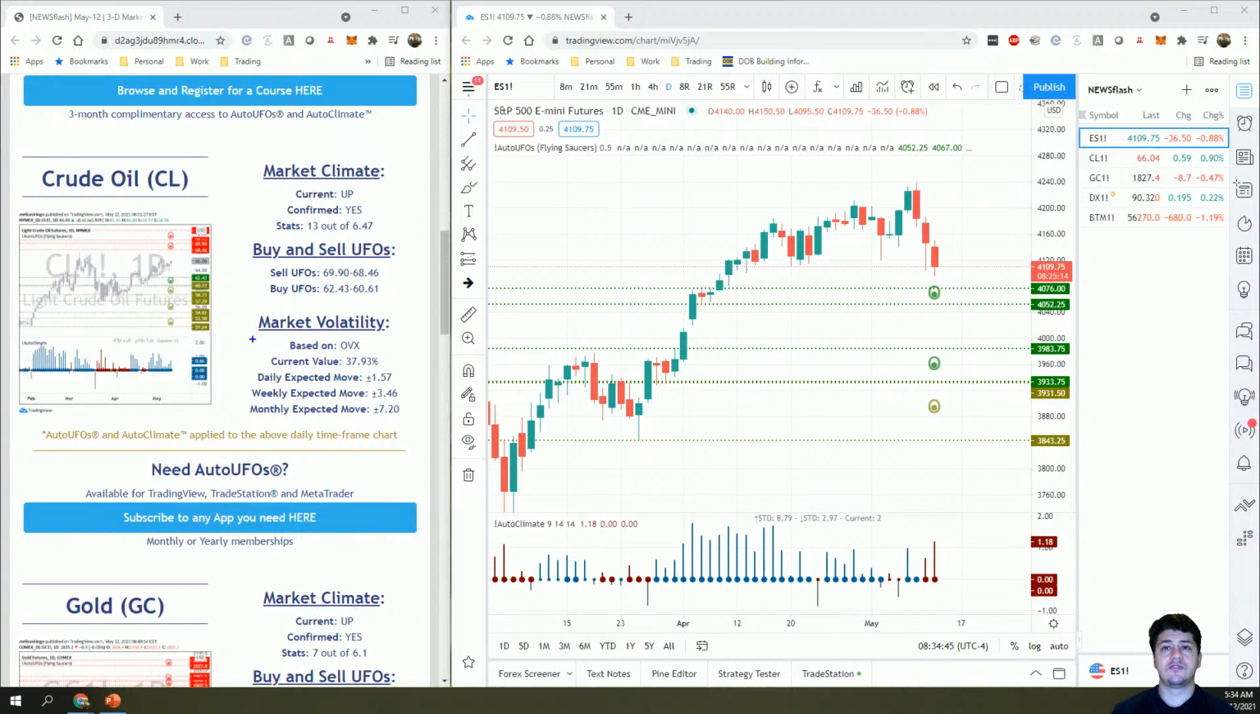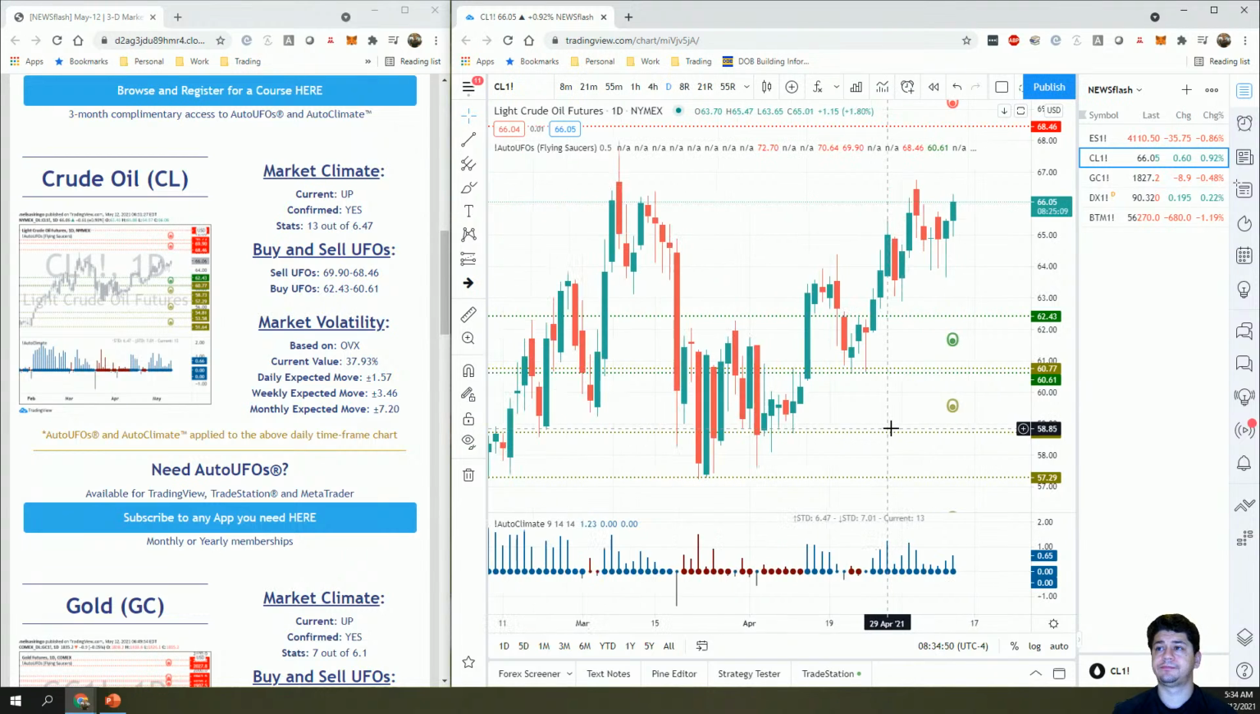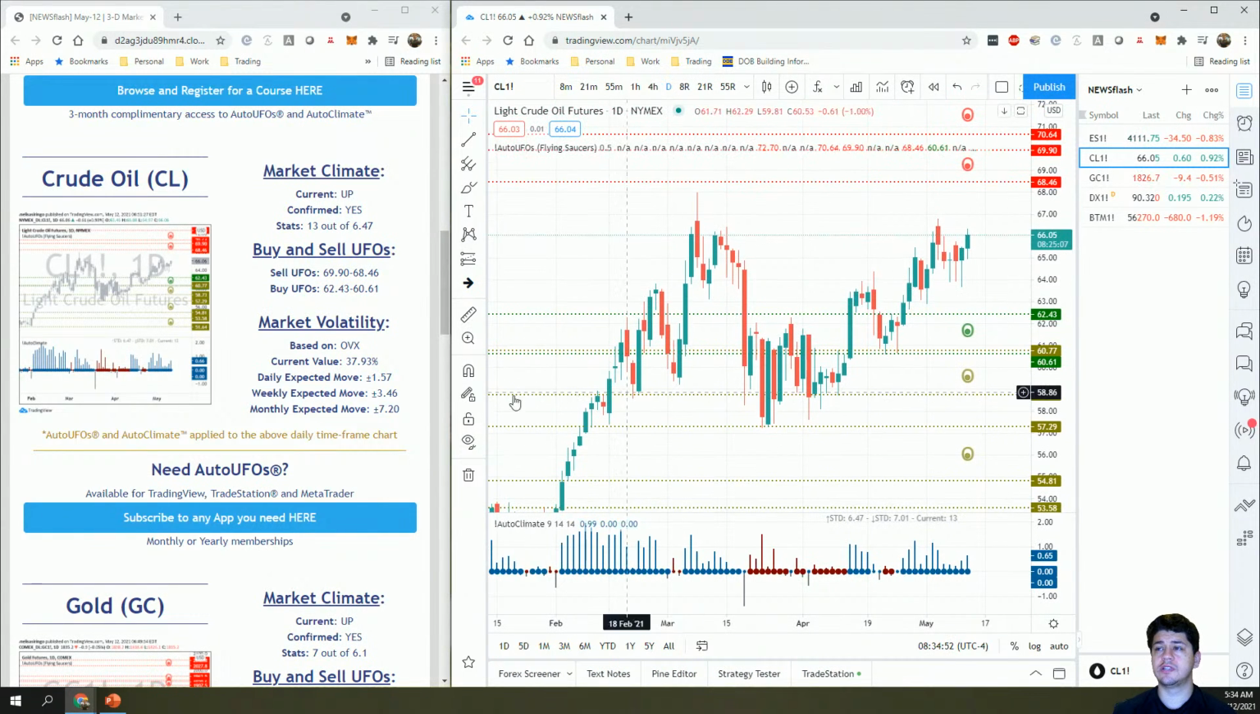All right, as far as the next market that we're going to take a look at, it'll be crude oil. Crude oil is kind of back into testing that 65 through 68 area, as we see right here. It is a confirmed up climate. However, crude oil is on the 13th day up out of typically 7, as you see here, 13 out of typically 7.